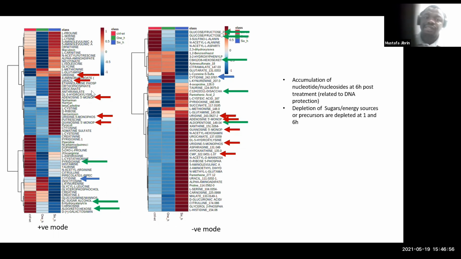And what we know from studies that have been done before is that once you have accumulation of nucleotides or nucleosides, it is mostly a result of a defense mechanism by the bacterium against DNA damage in other systems that have been studied previously.